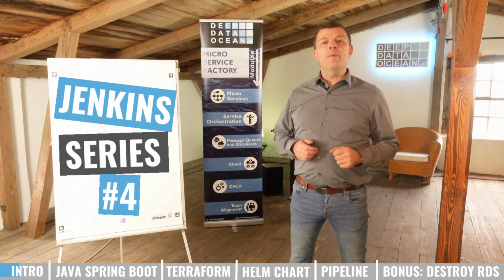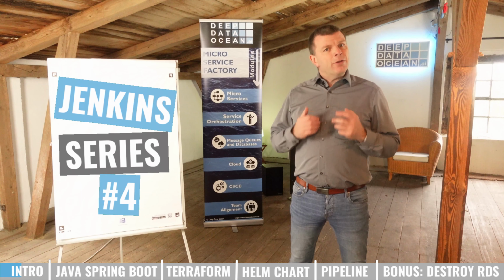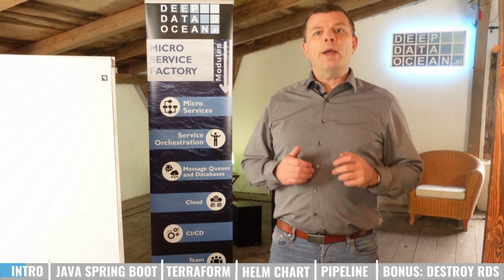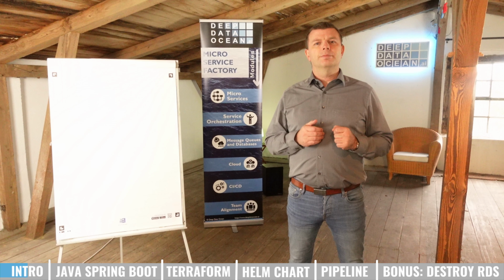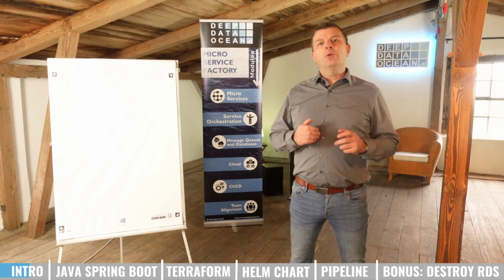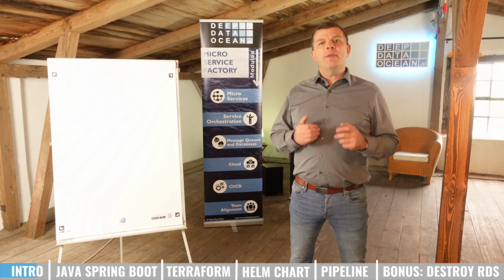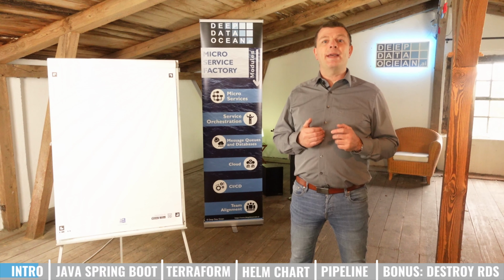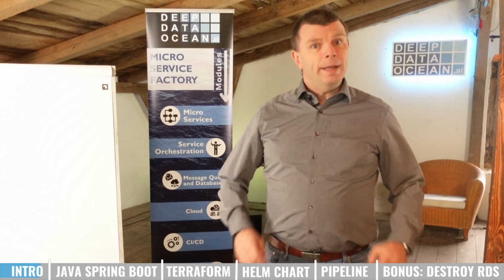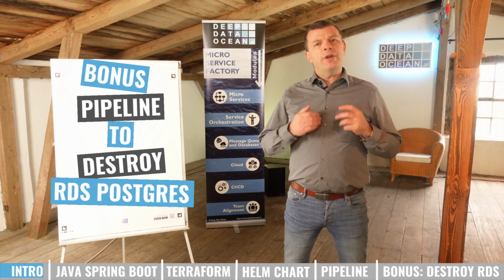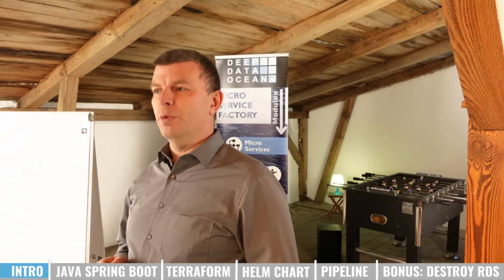This is the fourth video of my Jenkins series. So if you're generally interested in Jenkins, make sure to watch the other parts. I've got a Java Spring Boot microservice that uses a Postgres database. In this video, we'll use Terraform to deploy a Postgres RDS database to Amazon. Then we'll set up a pipeline on Jenkins that builds the microservice and deploys it to an Amazon EKS Kubernetes cluster. At the end of the video, I have a bonus for you. We'll create a pipeline that destroys the RDS Postgres database. So make sure to stick to the end of the video.